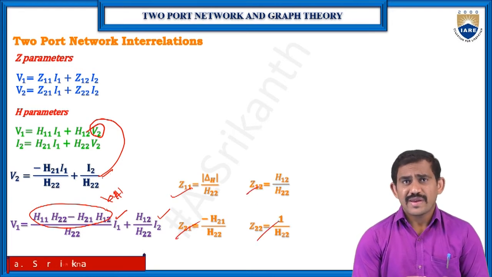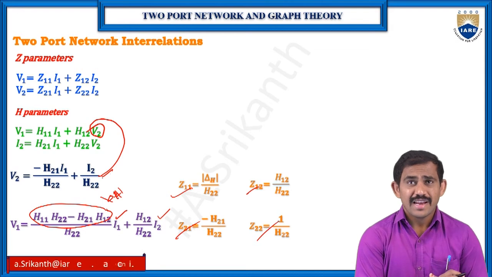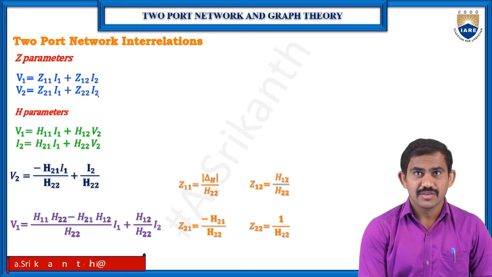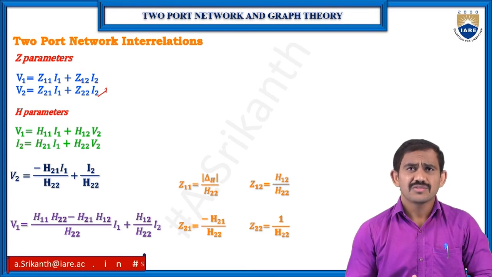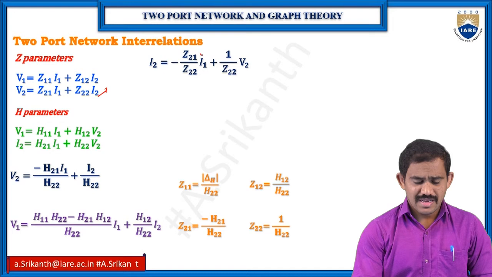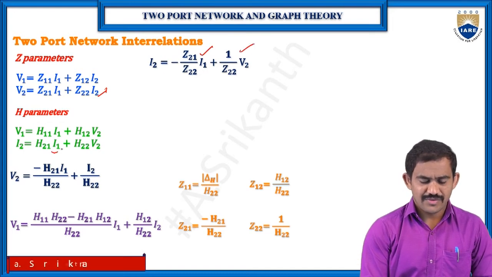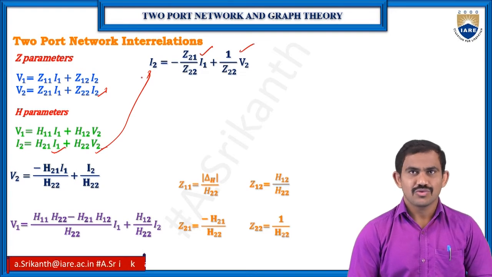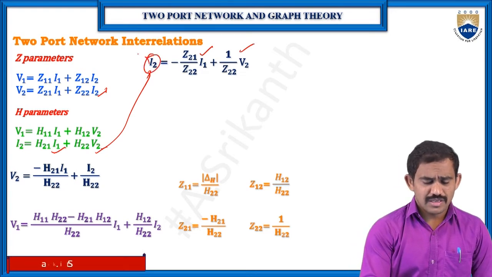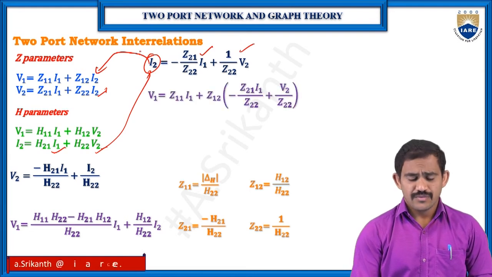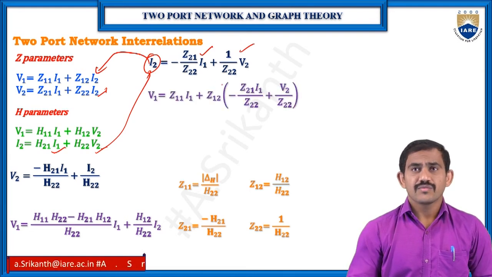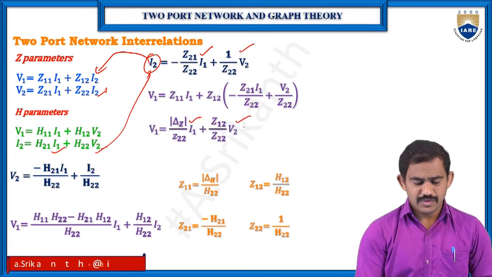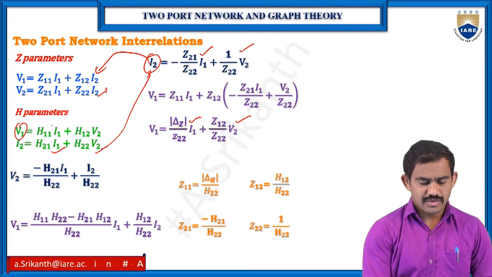Same thing, if I know the Z values, I can find out the H values. We have the Z parameters equation. From this Z parameters equation, you can write the I2 value, so I2 in the form of I1 and V2. So from this equation, we have the H21 value and H22 value. Now this I2 value, substitute in this equation, and we have V1 in the form of I1 and V2.